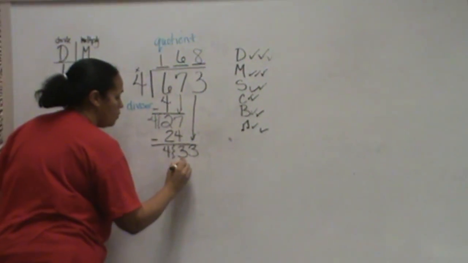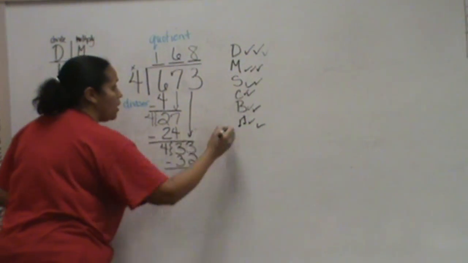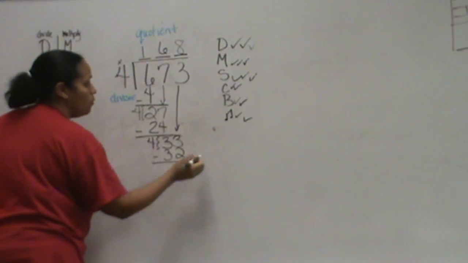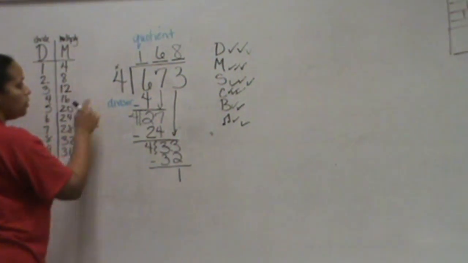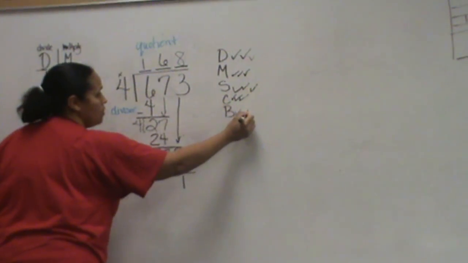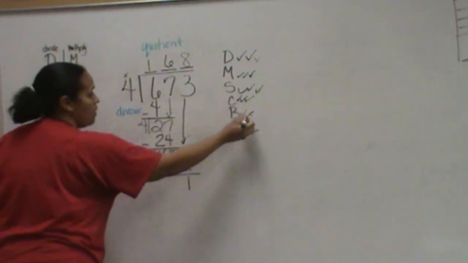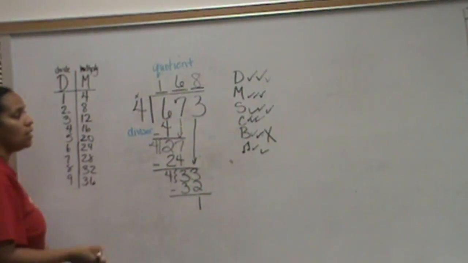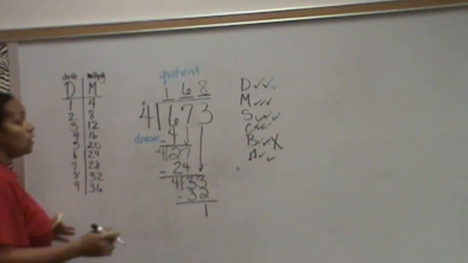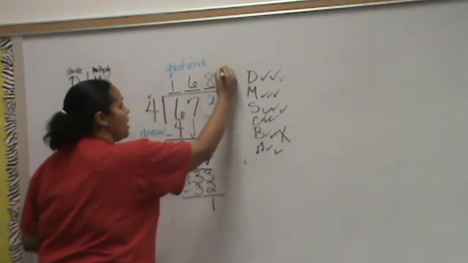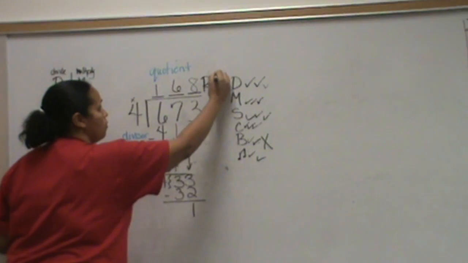I get 32. I subtract 32 minus 31 would be 1. I check, is it smaller? Yes, it is. I'm doing great. And is there anything left to bring down? No, there isn't. So I put an X there to remind me that I'm all done. And so my answer would be 168, remainder 1.